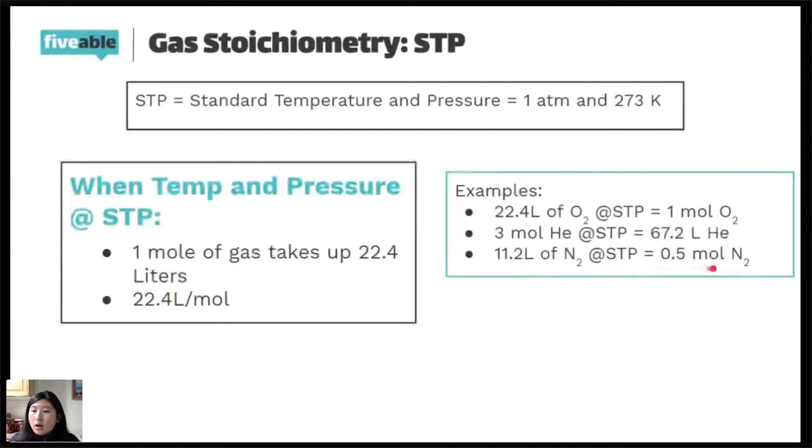This is a very handy little tool that you want to use whenever you see STP come up, and whenever you're supposed to know the moles of something and they give you the liters, or the volume, or you want to know the volume and they have given you the moles.